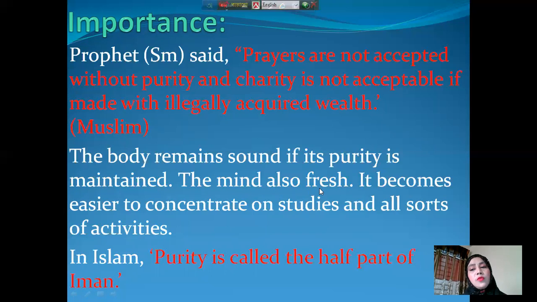The mind is also fresh. Students, from our practical life, we can see that after a long journey, after doing class, when we are feeling bored, tired, at that time, if we do a bath or take ablution, we are feeling freshness. So what? Purity is very important in our Islam, and it is proved that if we take ablution, if we freshen ourselves at that time, it will be helpful for our sound mind and sound body. Okay, go to the next slide.